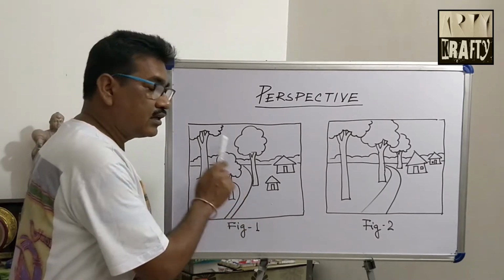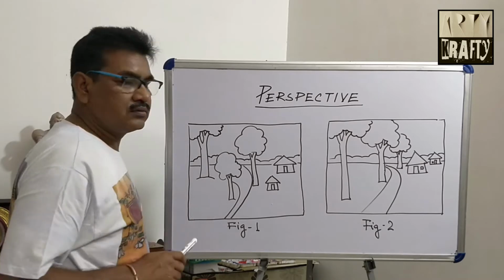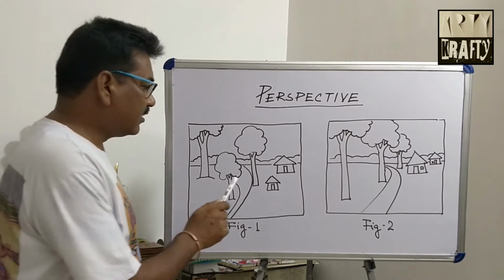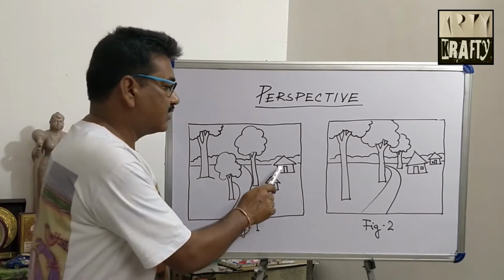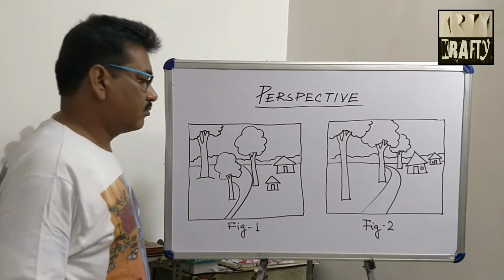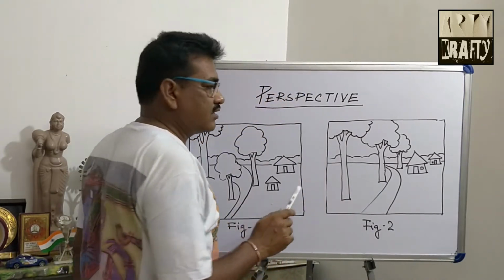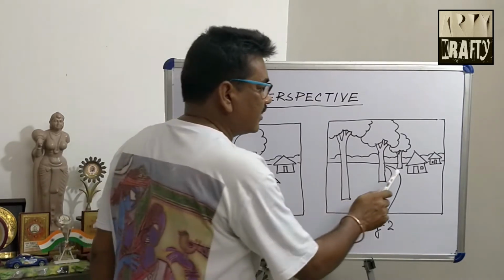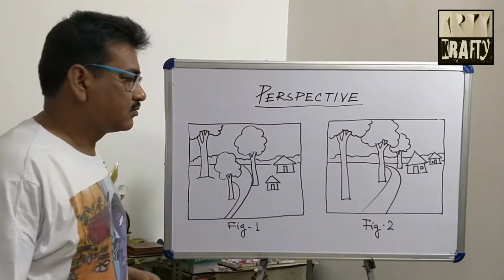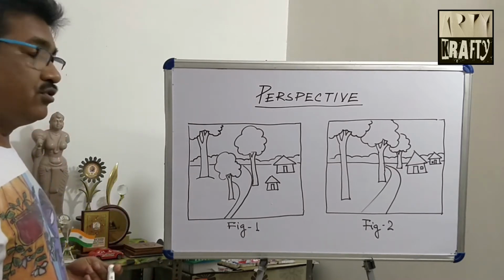There are two huts also. In figure 1, the nearer hut is drawn smaller than the distant hut. But in figure 2, the distant hut is drawn smaller than the nearer hut. What do you think? Which one is correct?